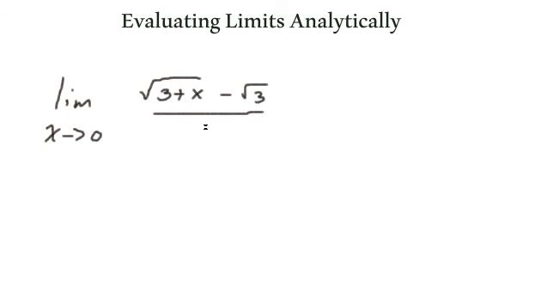Alright, this is going to be a similar one to the last one. We've got the limit as x approaches 0 of the square root of 3 plus x minus the square root of 3, all over x. Once again, we do the direct substitution, plugging 0 directly in, and we end up with 3 plus 0, so that's the square root of 3 minus the square root of 3, so we get 0, and then 0 in the denominator, so 0 over 0.